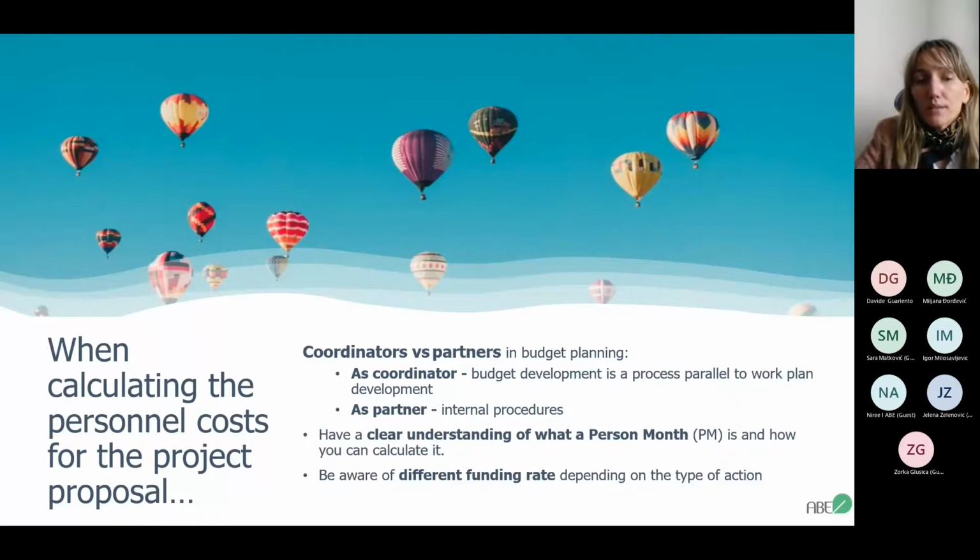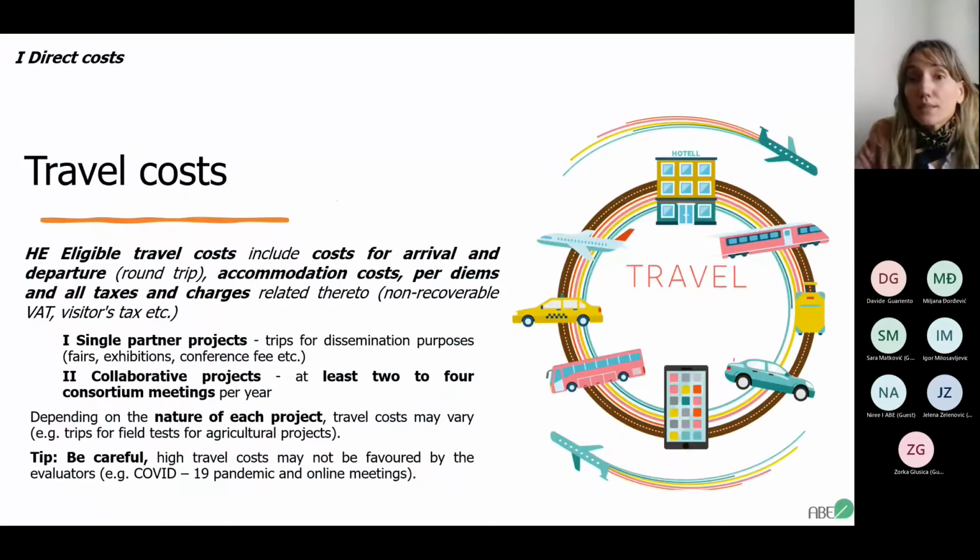And be aware of the different funding rates that we mentioned at the beginning within the funding rules, so depending on the type of action, always check the funding rate. So let's go next with other direct costs. First one are travel costs.